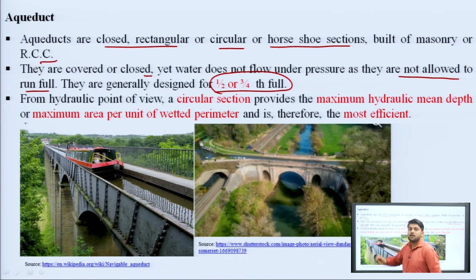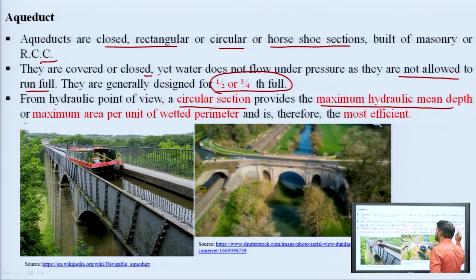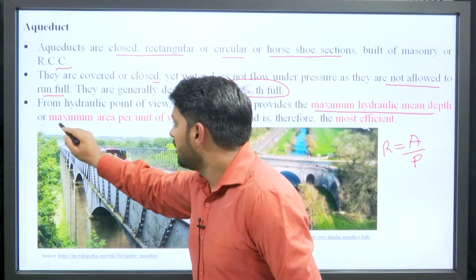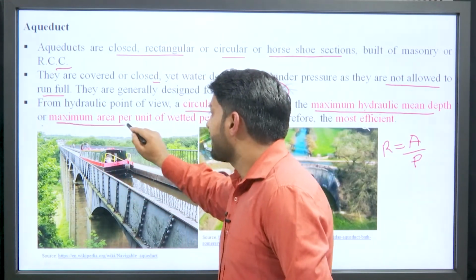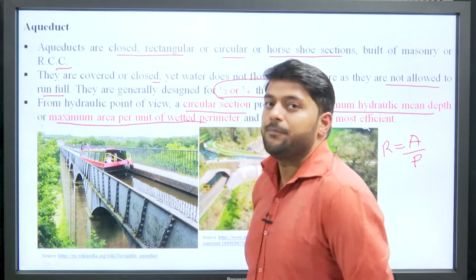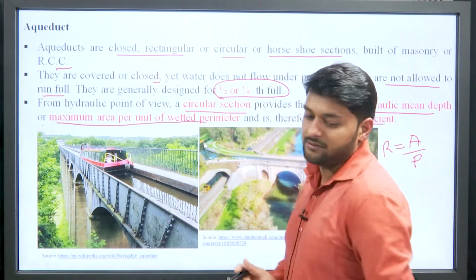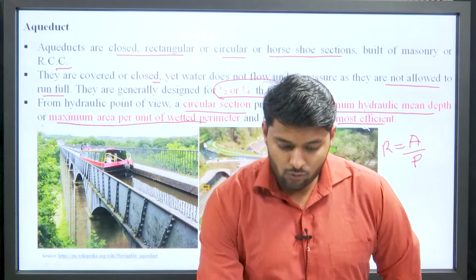Coming to the hydraulic efficiency, which section will be the best? From the hydraulic point of view, the circular section will be the best as it provides maximum hydraulic mean depth. What is hydraulic mean depth? Hydraulic mean depth is the ratio of wetted area to wetted perimeter. So, when hydraulic mean depth is maximum, it means maximum area per unit of wetted perimeter. So, it will be the most efficient section, means the circular form of aqueduct will be the most efficient.